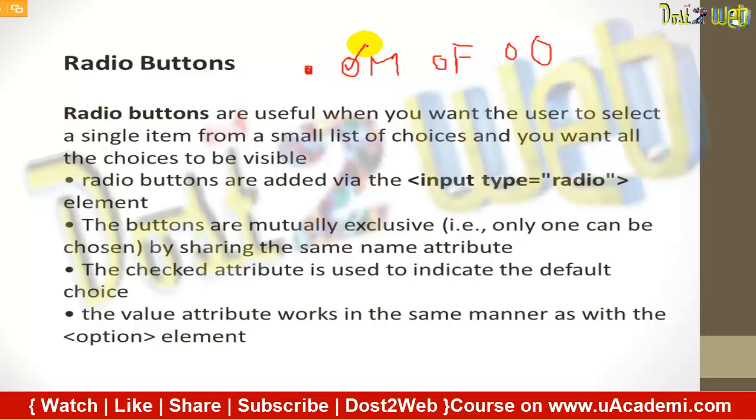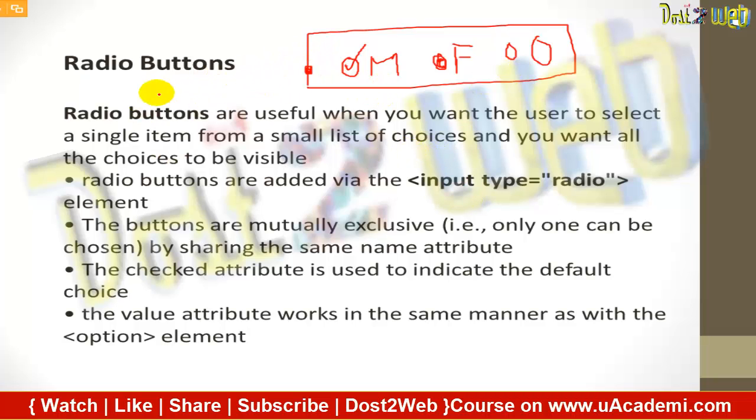If you are selecting M, then only M will get dark. If you are selecting F, then F will be dark. That's why it is mentioned that this is a small list. We have only a small list with three groups, and you select any one element, and that choice will be visible. When you want to add the radio button, what is the syntax?